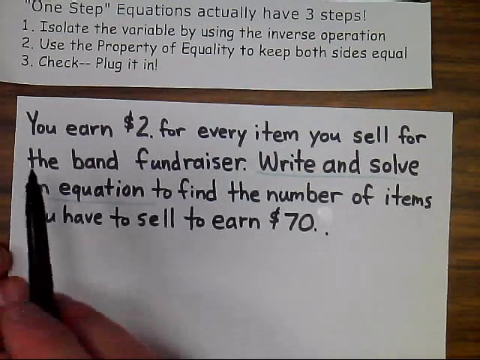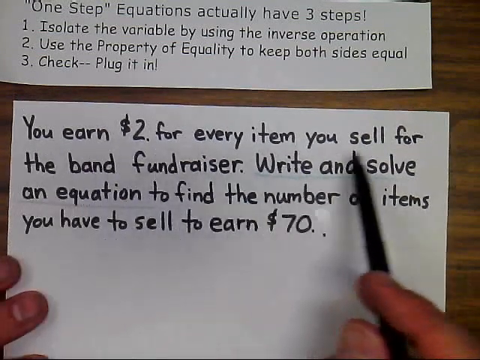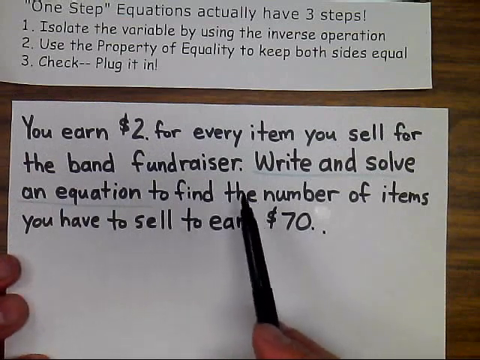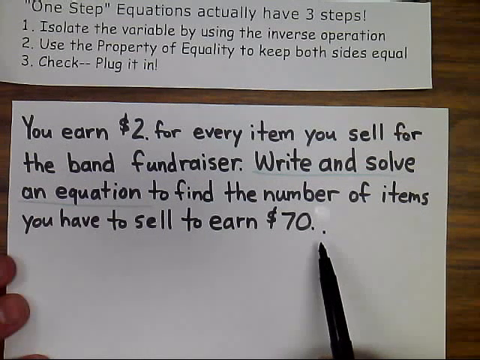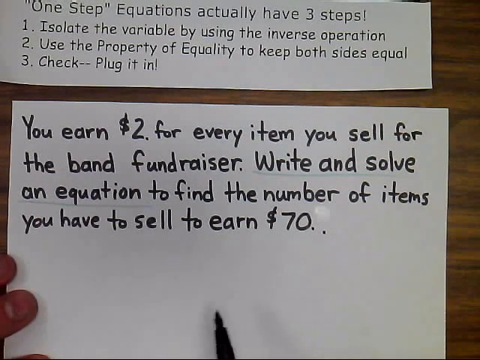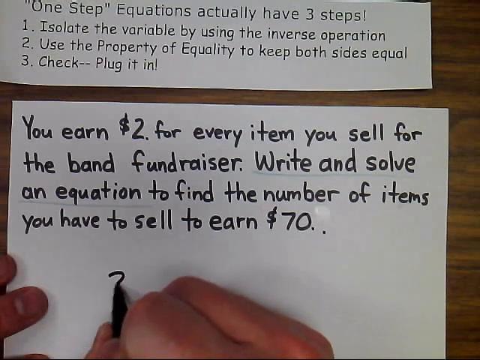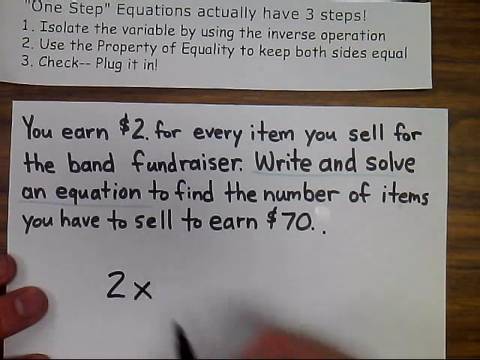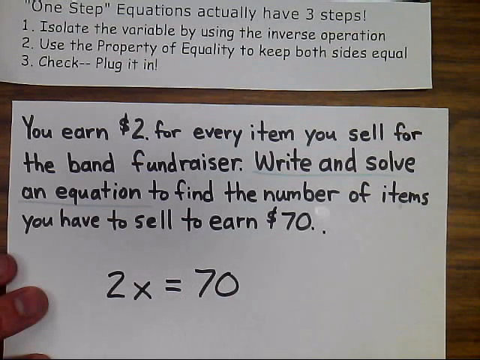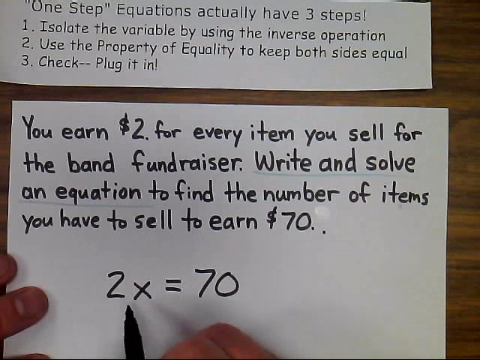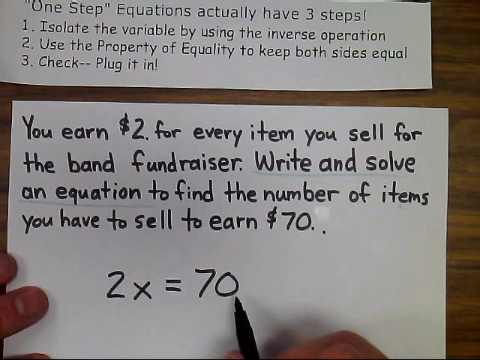So let's read this question. You earn $2 for every item you sell for the band fundraiser. Write and solve an equation to find the number of items you have to sell to earn $70. So you know you earn $2 for every item you sell. The number of items that you need to sell is what you don't know. So we want to multiply 2 times the number of items you need to sell to equal 70. That's my equation. $2 times the number of items I sell will equal 70.